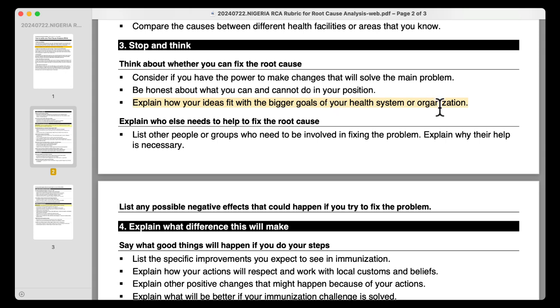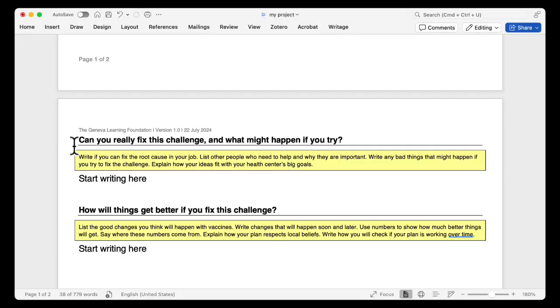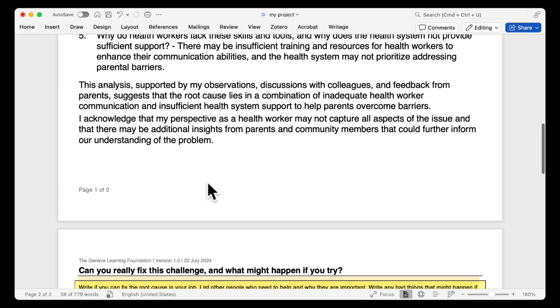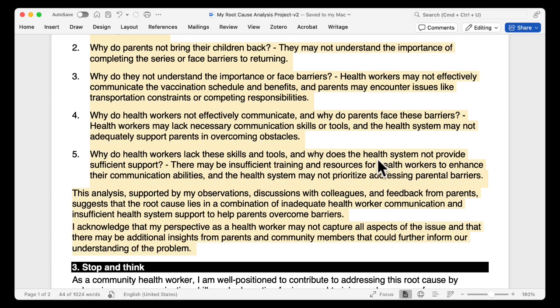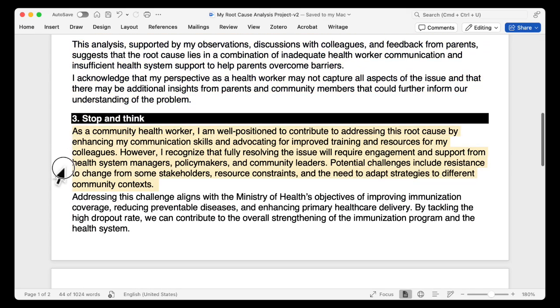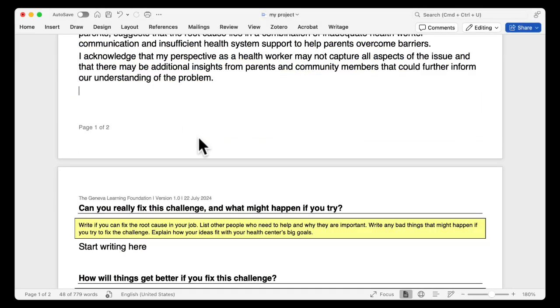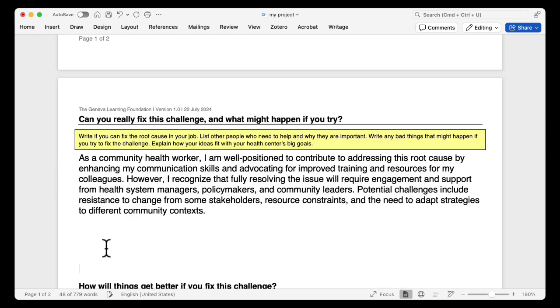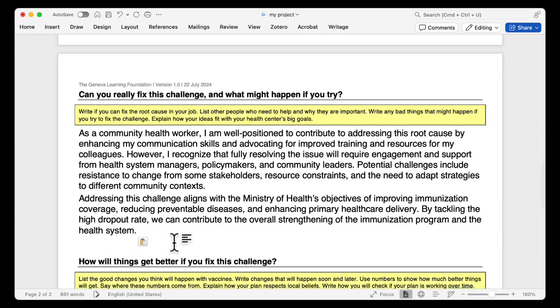Explain how your ideas fit with the bigger goals of your health system or organization. And then list who else needs to do it. You're not going to fix things by yourself. So here you have this section. Can you really fix this challenge? And so let me go and do some quick writing. Okay. And here. So this again is what I've prepared. You need to prepare your own response.